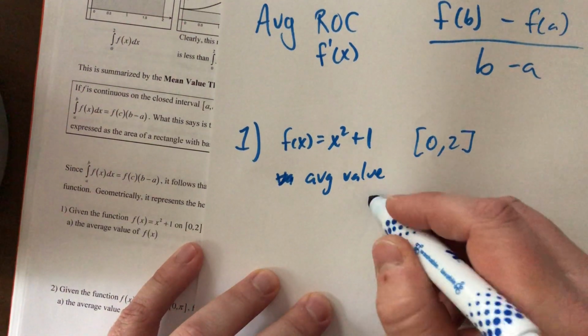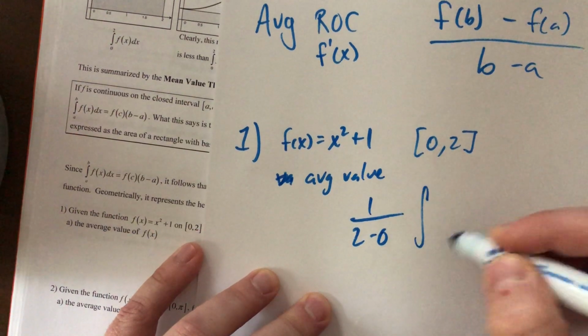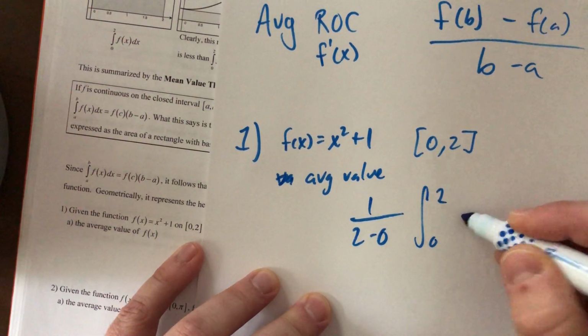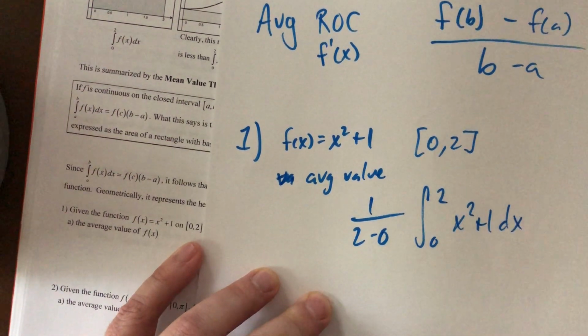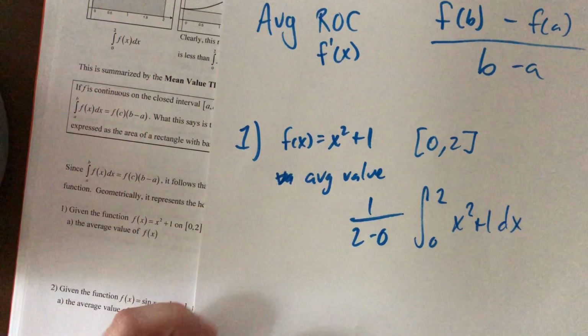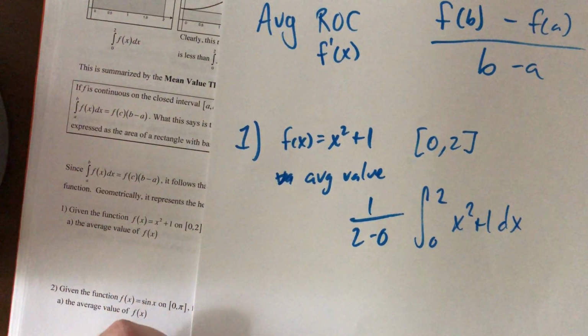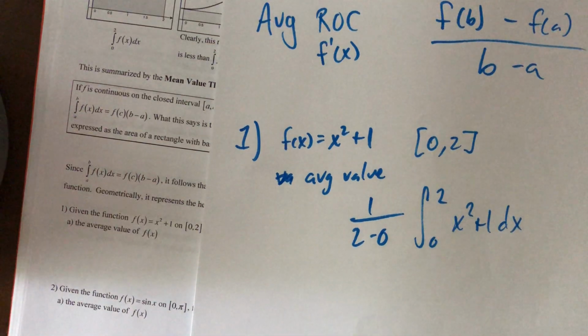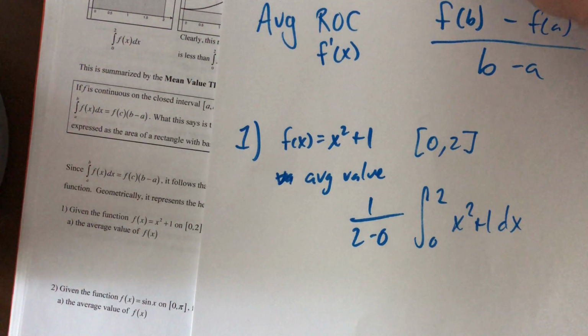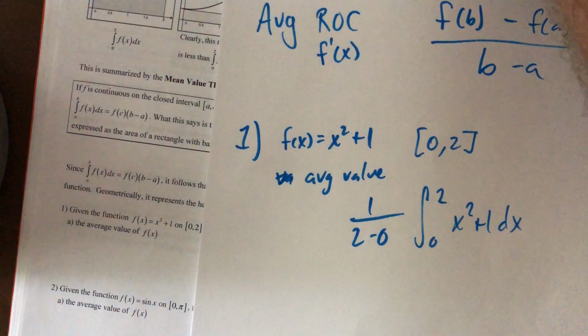So it's literally 1 over 2 minus 0. Then you go from 0 to 2, and then x squared plus 1 dx. Yes, this is an integral we can do by hand. No, I don't care if you do. I'm more interested in getting through this quickly. So I'm all about us going to our calculators and just typing it in. So what I'm going to do is the integral first.